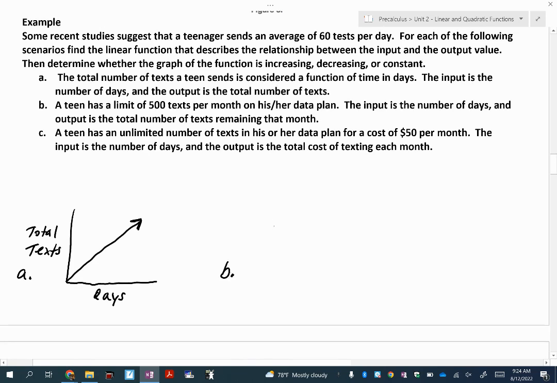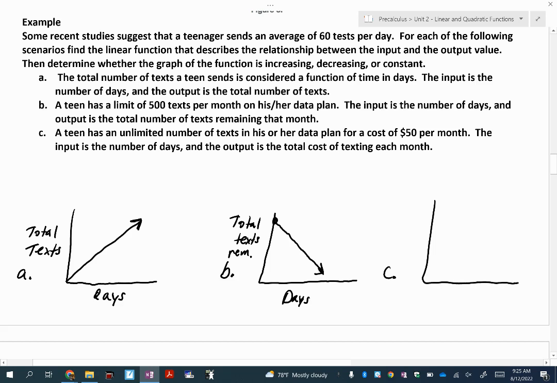Letter B. They changed the scenario slightly this time to say that a teen has a limit of 500 texts per month. The output is the total texts, and this is key here, remaining. So remaining means we're starting at 500, and as we increase the days and this teen sends text messages, that number is going to go down. We're going to assume it goes down at a constant rate each day. Probably not true.